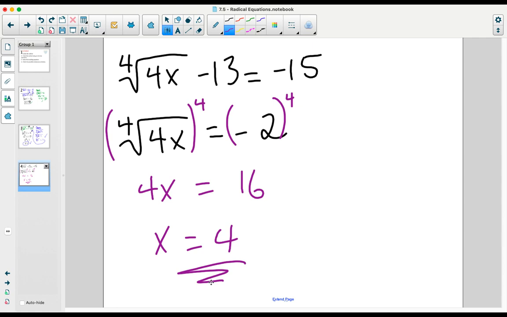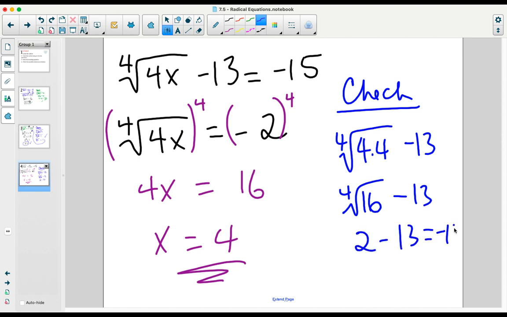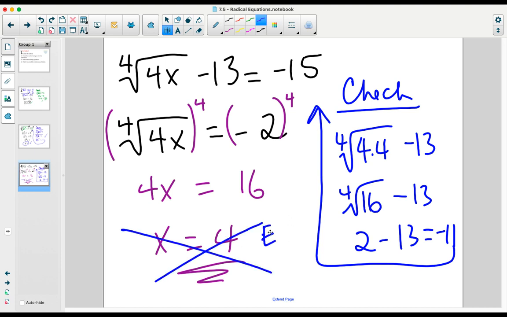That's our indication that if there was a solution, it would be x is equal to 4. Well, let's check our work. The fourth root of 4 times 4 minus 13. The fourth root of 16 minus 13. The fourth root of 16 is 2. Minus 13 is negative 11, and that is not negative 15. This is not a solution, and in fact, it is extraneous.